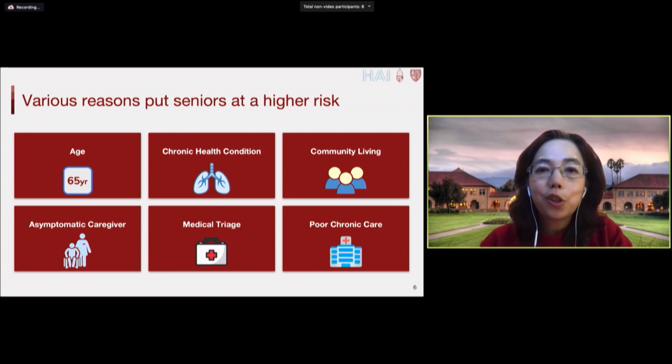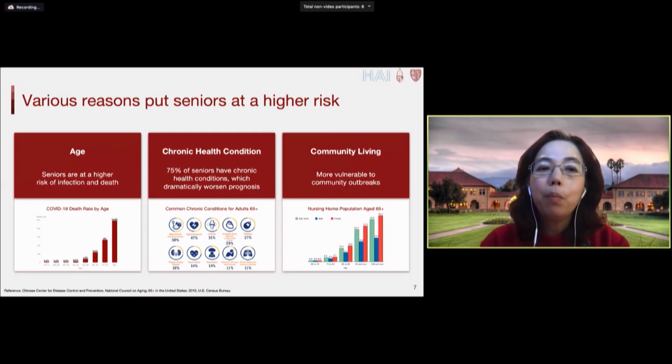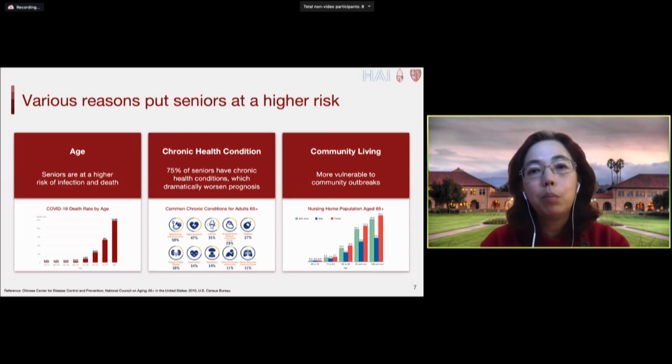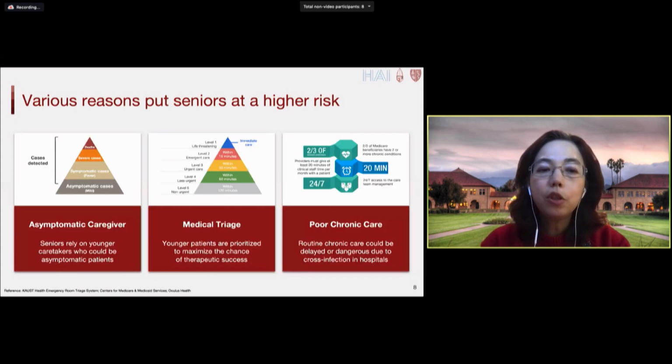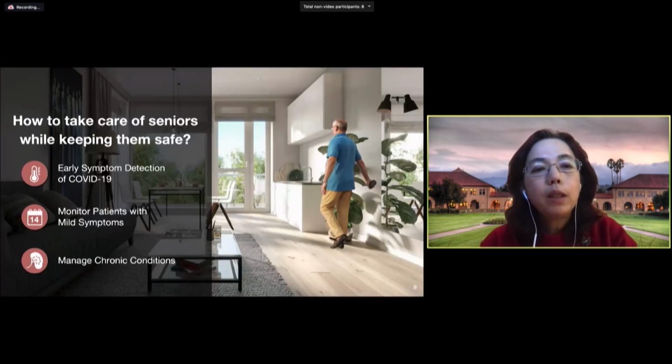But doctors and researchers are conjecturing several factors that might contribute to this pattern. For example, most seniors have base health conditions that make them more vulnerable. Community living of many seniors enables a faster spread of this highly infectious virus. Seniors also interact with caregivers who tend to be of a younger group and might carry the virus without symptoms. Other reasons may also include challenges of medical triaging or lack of care for the base chronic disease due to the overwhelmed healthcare systems.